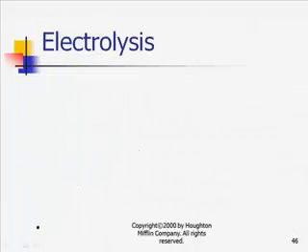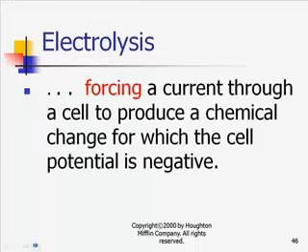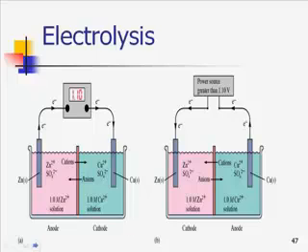Okay, electrolysis. This is basically the opposite of a galvanic cell. Here we are taking a non-spontaneous reaction and putting energy into the cell to cause it basically to flow in the non-spontaneous direction. This is commonly used in electroplating, for example.